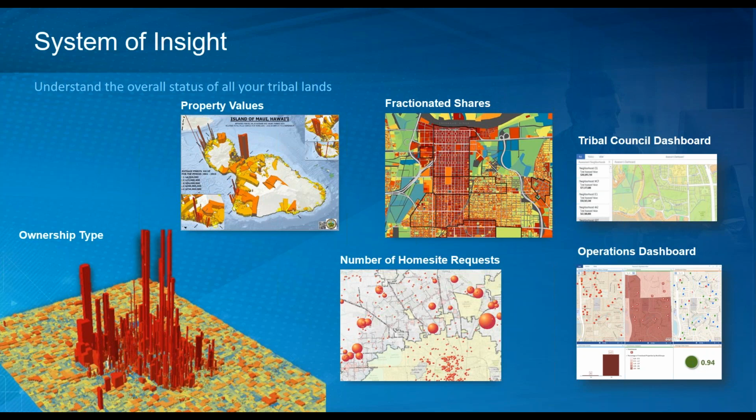Some of the tools that you'll see demonstrated will allow you to get a better view into your system of record. Things like being able to show ownership type, possibly doing an information product that allows you to do fractionated shares, visualize that, maybe do some analysis to find some trends in the locations of where home sites are requested. Many different solutions and tools are available for you to do a higher level of analysis on that system of record.